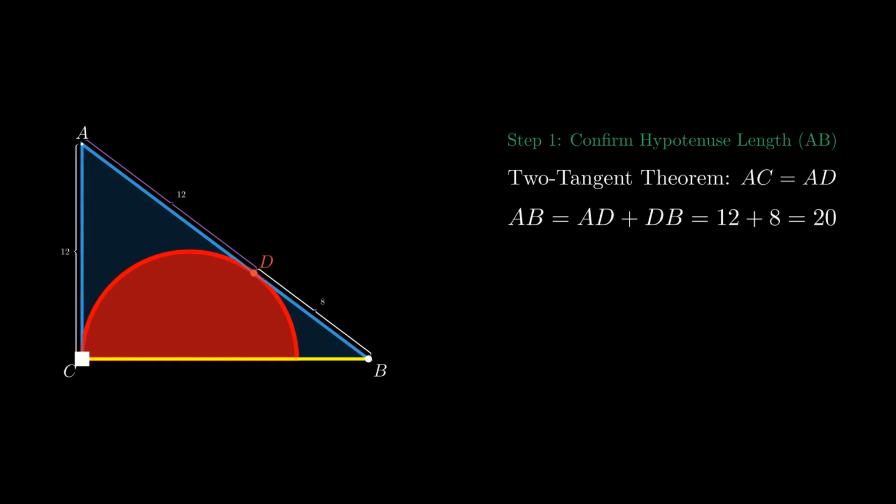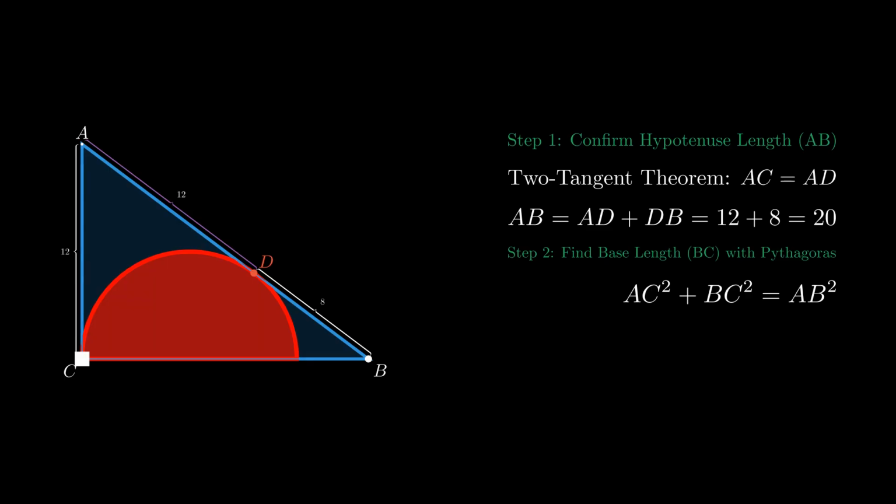For step 2, we will find the length of the base, BC, by applying the Pythagorean theorem to the right triangle ABC. The theorem states that the square of A plus the square of B equals the square of C. For this triangle, this translates to AC squared plus BC squared equals AB squared.